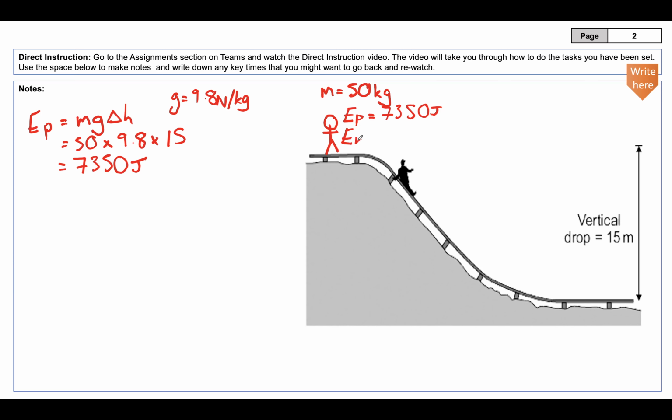His kinetic energy when he's at the top is going to be 0 joules. This is because his velocity is 0. He's just stood there, he's not moving, so he's got no kinetic energy.